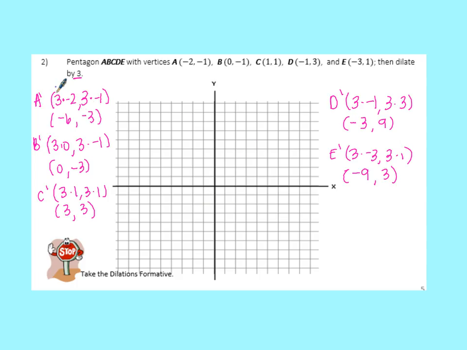And then you need to go ahead and graph both the original image and the new image that's been dilated. So here are 2 images. The blue one is that original, those original vertices for pentagon A, B, C, D, E, and then I plotted the new points to find A prime, B prime, C prime, D prime, E prime. And just again, we had our scale factor of 3, so it makes sense that our shape got a lot bigger than the original shape that we had started with.